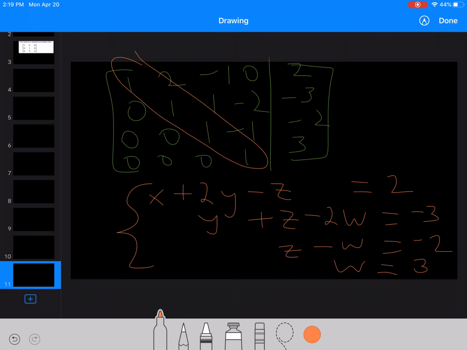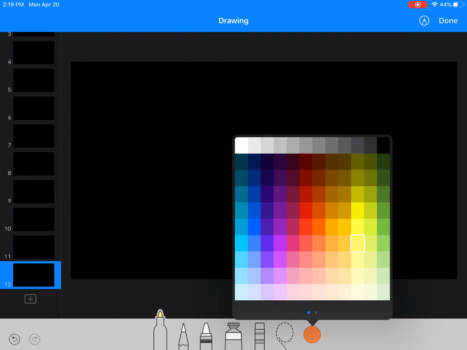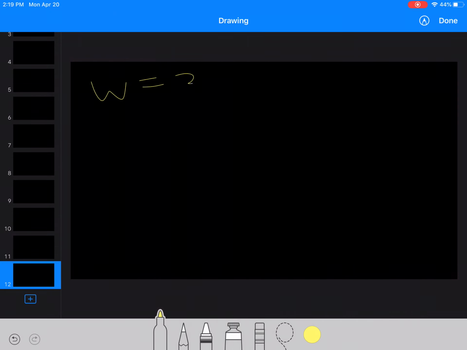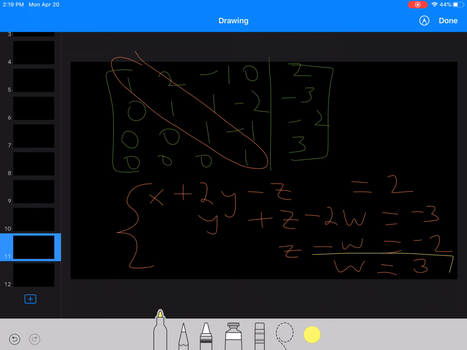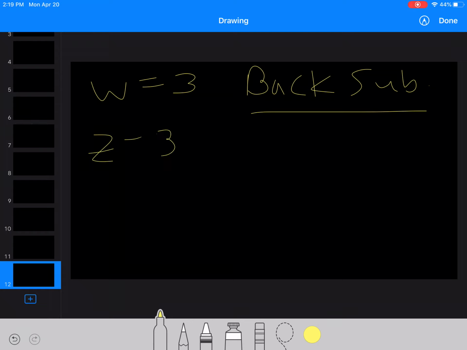So we know what our w is. W equals 3, because on the last row, we have w equals 3. So we kind of work our way backwards. Now we do our back substitution. Back sub, okay? So to find z, we can just substitute in 3 for that w on that third row. And we'll get z equals 1.